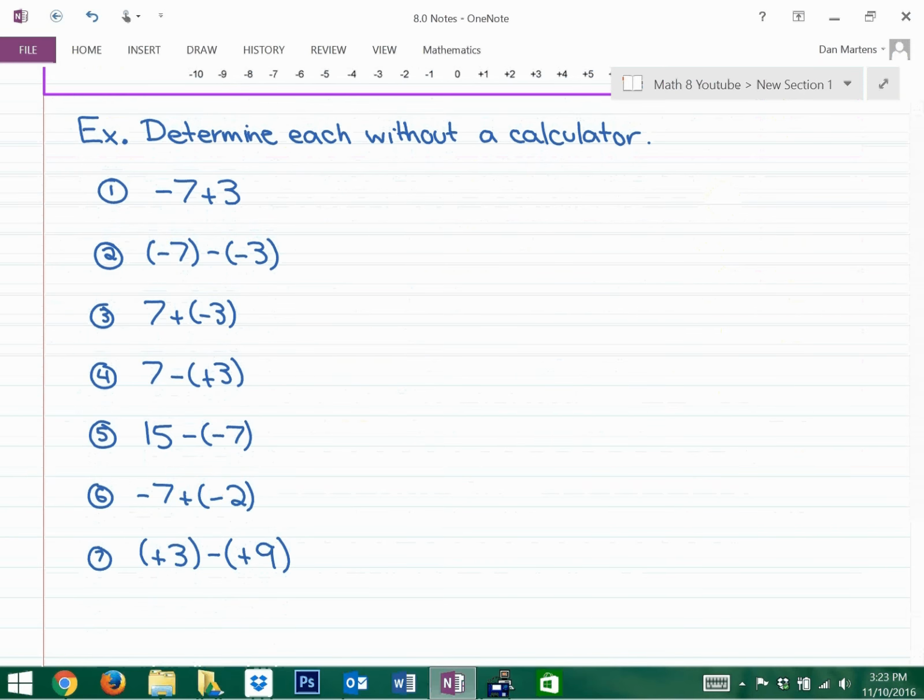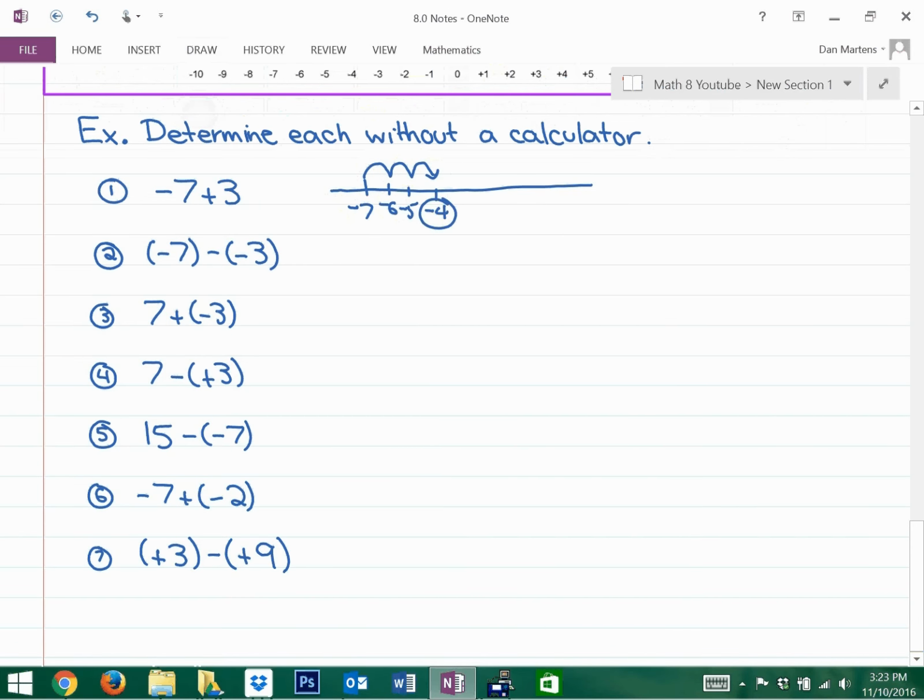So what we could do here, and we'll just talk through the ideas, negative 7 plus 3 is the same as starting at negative 7 and going up the number line 3 units. So negative 6, negative 5. So your answer here should be negative 4. Okay, next question. Negative 7 subtract negative 3. Well, we know that this is equivalent to simple addition. So this question is exactly the same as writing negative 7 plus 3, again, which is going to be negative 4. It's exactly the same as the previous question.